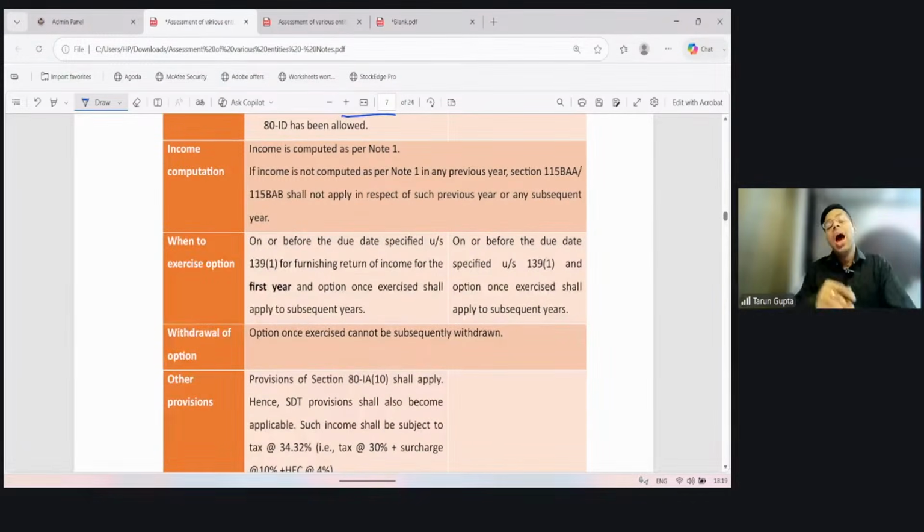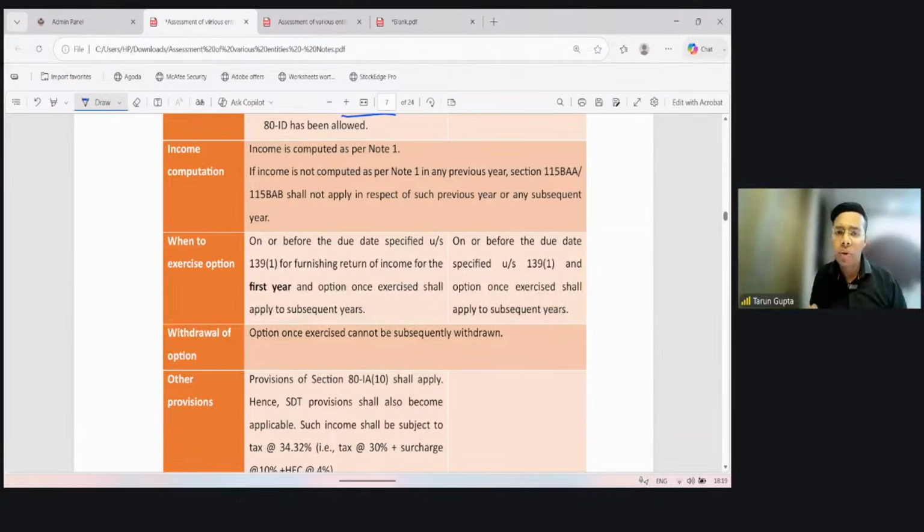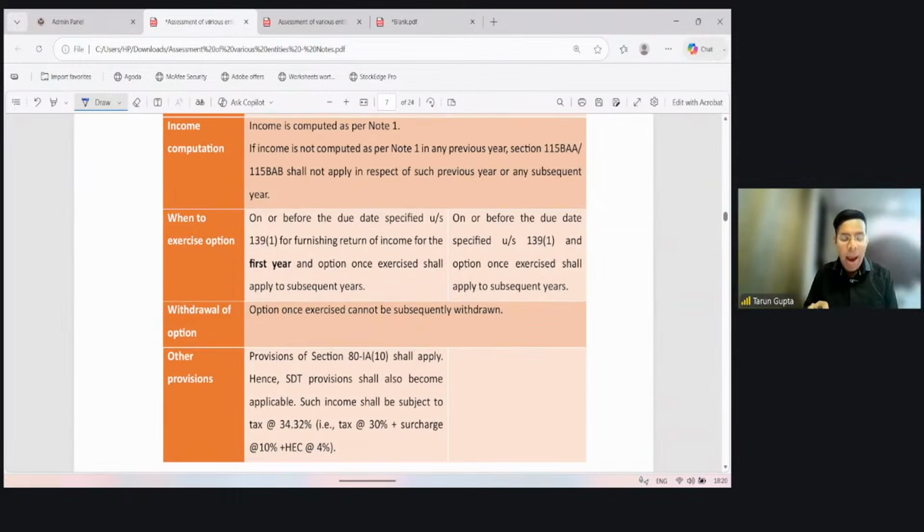This optional section 115BAB has to be exercised in the first year when the company is required to furnish a return, when the company commences its operation. If such option is not exercised in the first year, then this option cannot be exercised under section 115BAB. Then you will have to pay the tax under the normal provisions, which we will discuss. There are two regimes under normal provisions as well. The old regime, which we already discussed, is 25%, 30%. This is the new regime, section 115BAA, 22%, which we'll discuss in a minute. This option, once exercised, cannot be withdrawn.